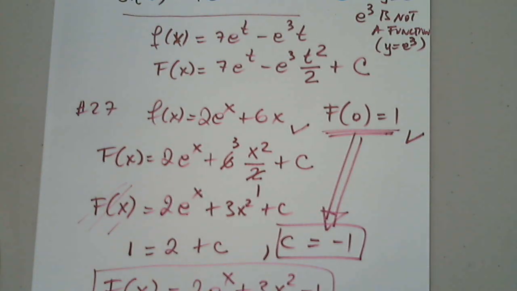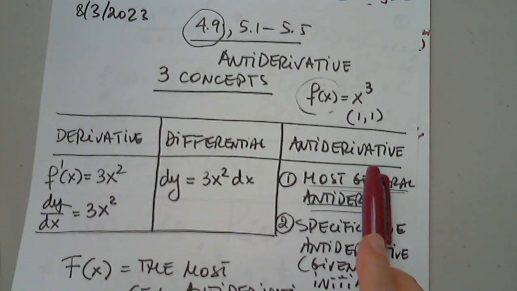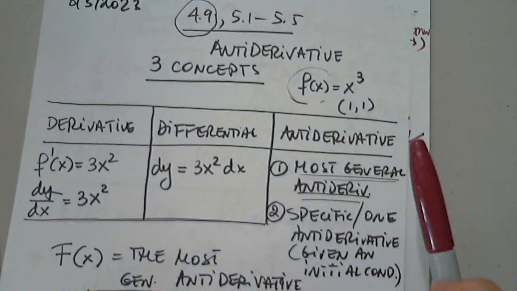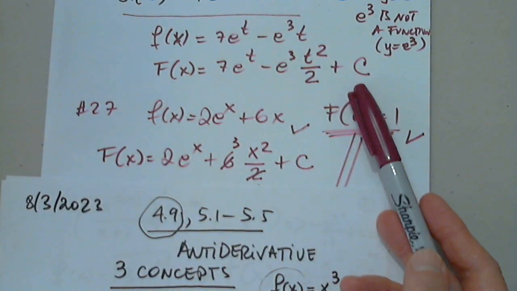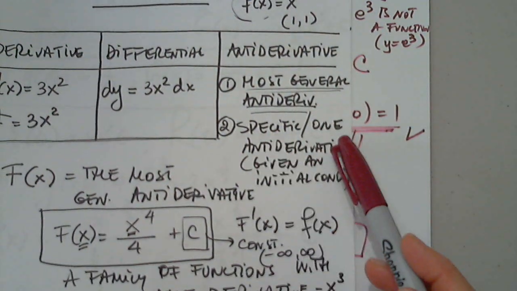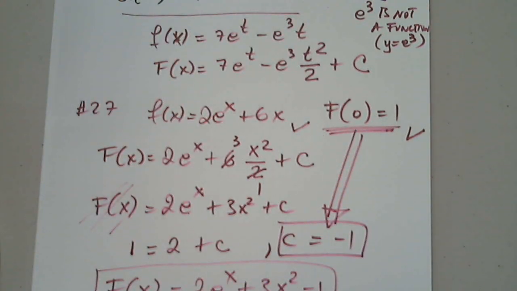So our initial discussion was the derivative, the differential, and the antiderivative. They all mean different things. The most general antiderivative is this. And the specific one, given an initial condition, for example, is this.